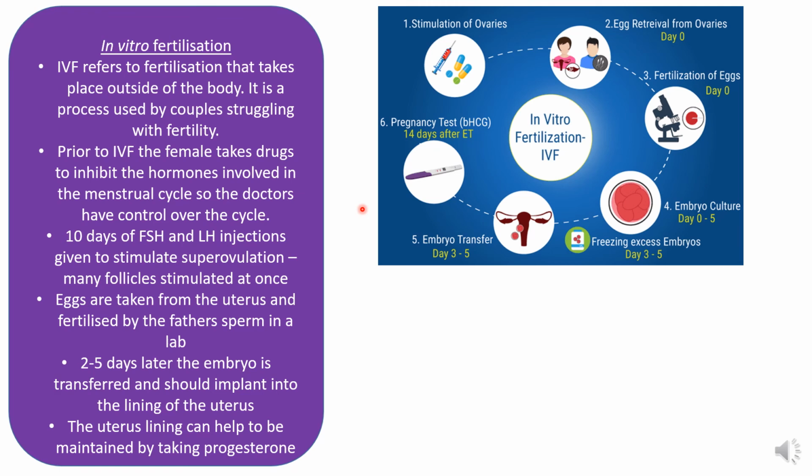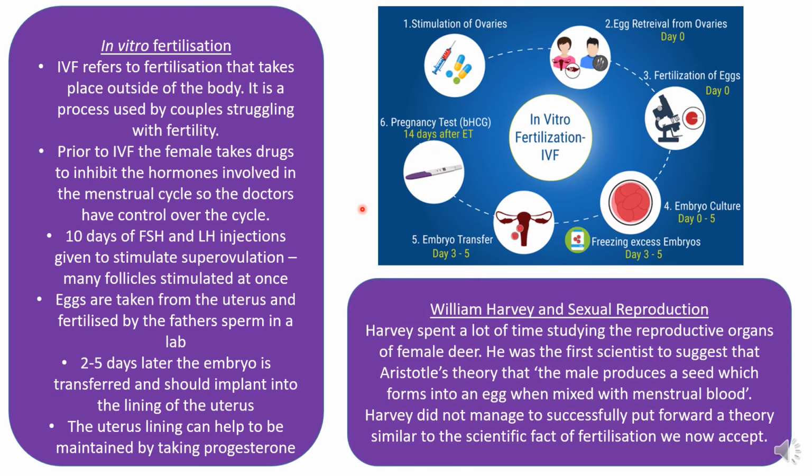Okay, last bit, you just need to know a bit about William Harvey and sexual reproduction. So William Harvey spent loads of time, I think it was in like the 1800s, studying the reproductive organs of female deer. And prior to his theory, everybody believed Aristotle's theory, that the male produces a seed which forms into an egg when it's mixed with the menstrual blood of the female. So that's how they thought that reproduction occurred.